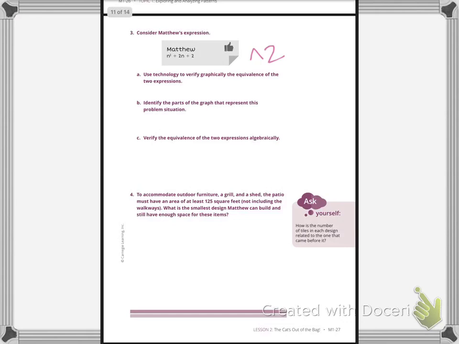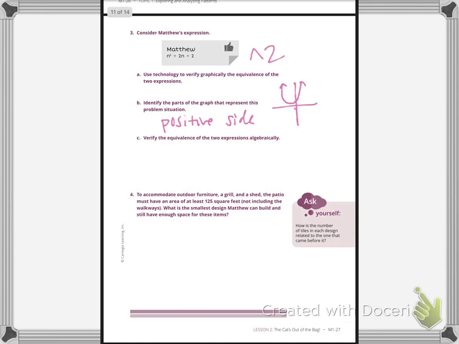Okay, so then the next question, it says identify the parts of the graph that represent this problem situation. Okay, the problem in this one is, do we want any of the negatives? No, we didn't talk about negative boxes. We shouldn't go negative in this. So the only part is the positive side. It should look like a U. So in this situation, yours should look close to that.